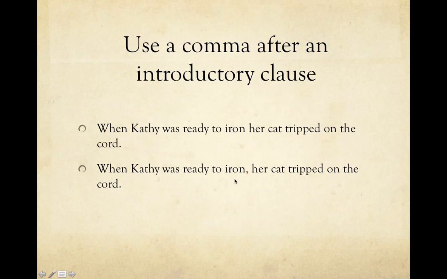So here, without this comma after iron, readers might think that Kathy is ironing her cat. When you insert this comma, it reads, when Kathy was ready to iron, her cat tripped on the cord. This revised example, the introductory comma, signals the reader that her cat is the subject of a new clause and not part of the introductory one.